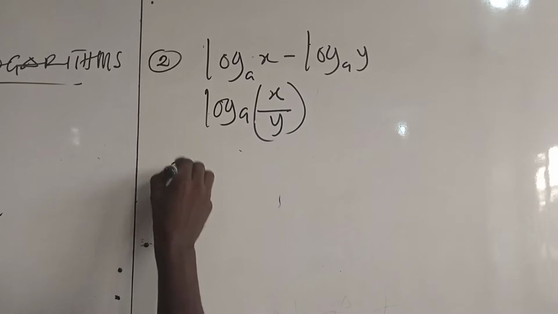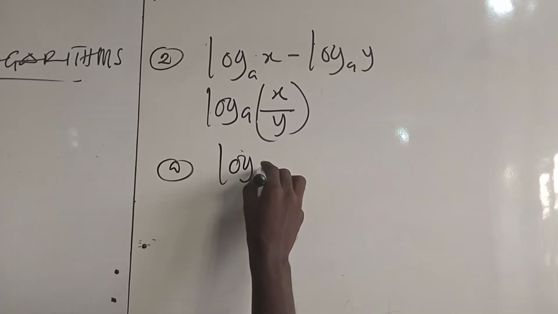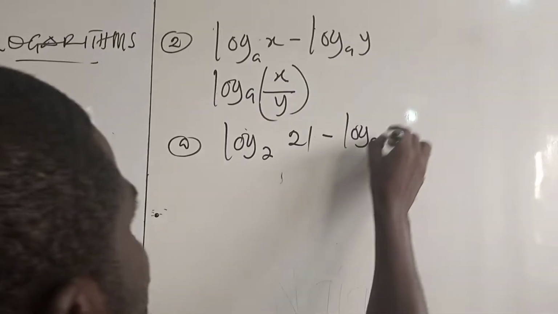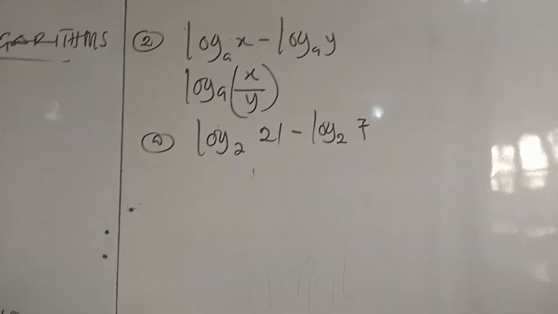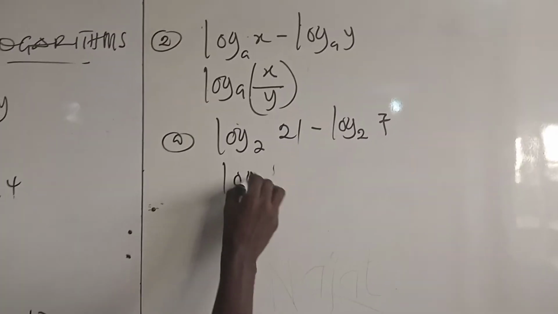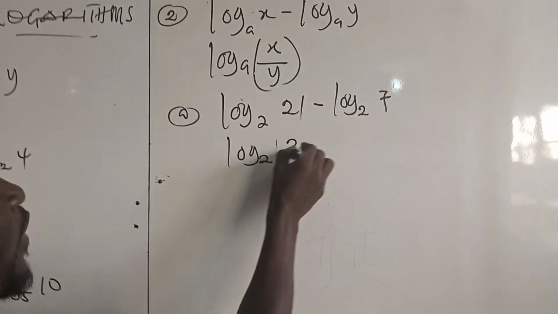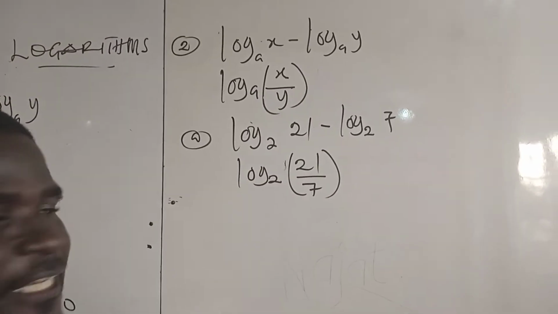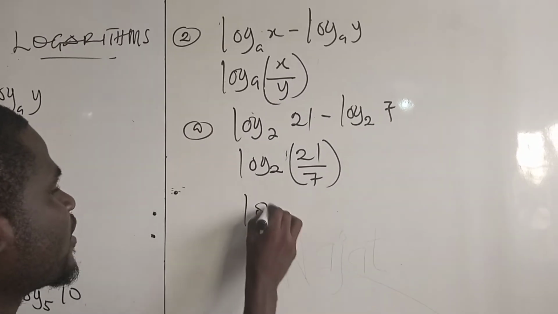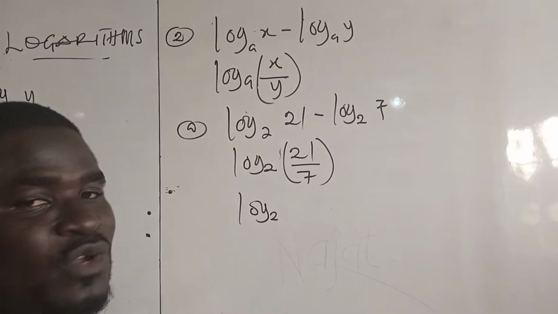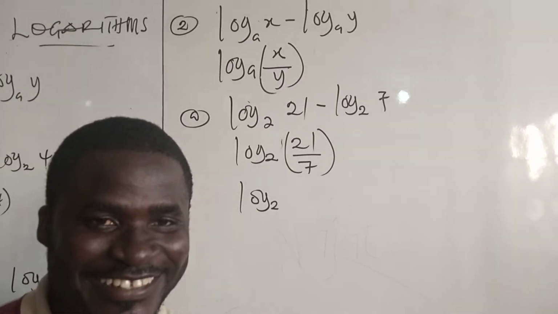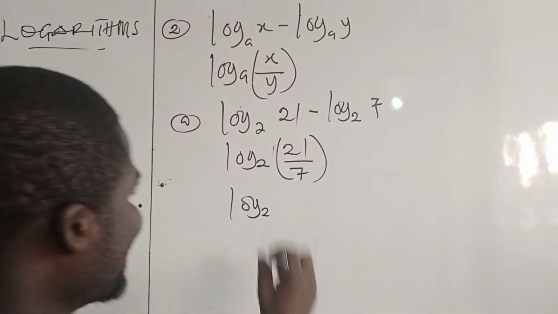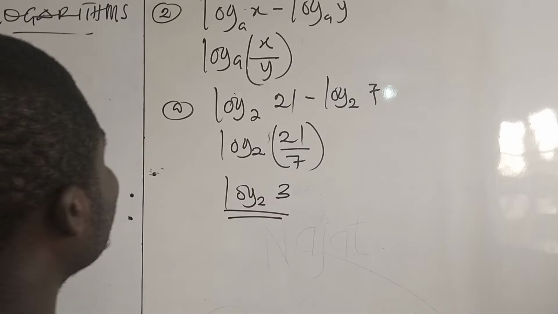Now let's try the first example. We have log 221 minus log 7. So we are going to have log 221 divided by 7. Okay? Good. Now, 221 divided by 7 will give us what? 3. So 3 is the final answer.